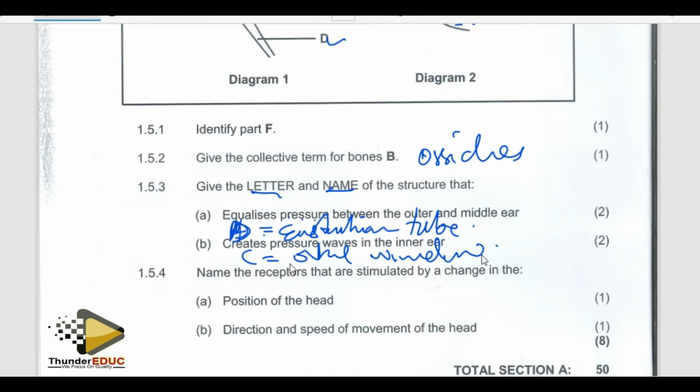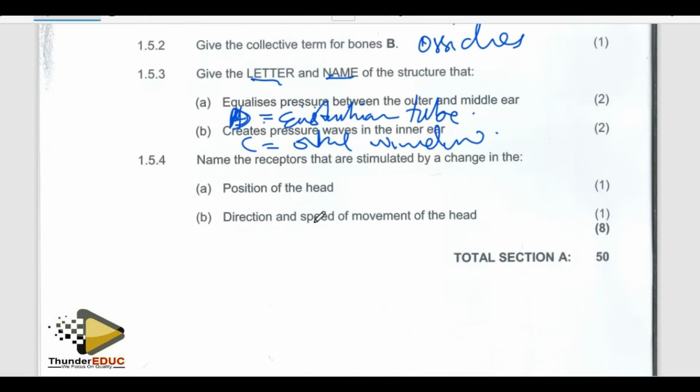Yes, the paper was easy. Anyway, we shall see as we are going down.